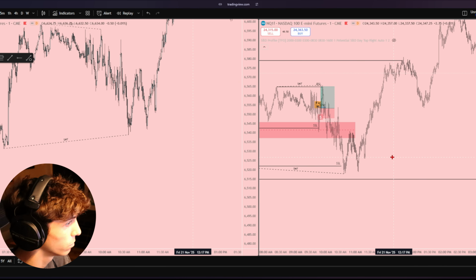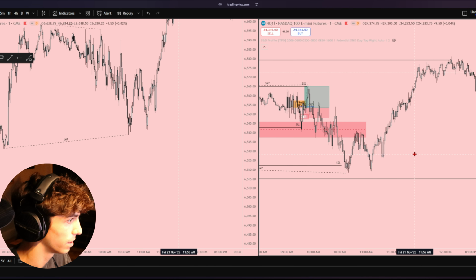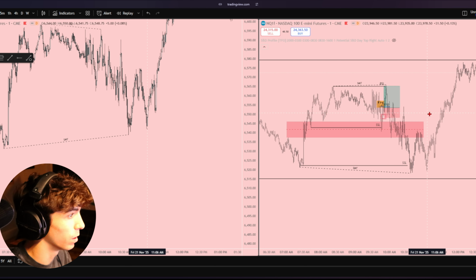An SMT is a major confluence that you need to implement into your trading because this is going to give you a little pre-market on what the order flow is going to be.